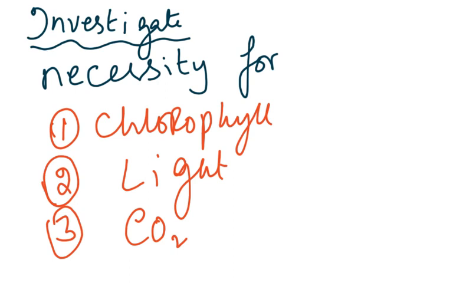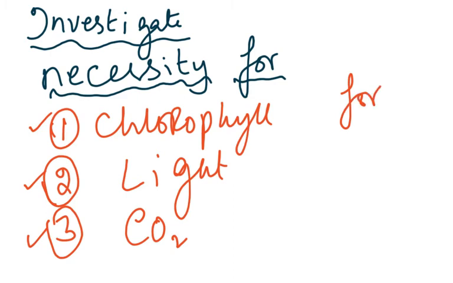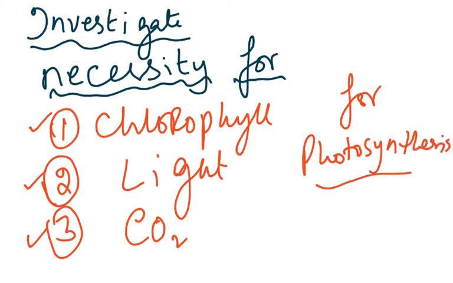Now, the practicals that we have in this chapter are the most complex and the most difficult ones. It says investigate the necessity for. Necessity means that it's absolutely essential that we need number one, chlorophyll, number two, light, and number three, carbon dioxide for the process of photosynthesis. Now, if I say necessity, it means that it is absolutely essential. Without any of these three, photosynthesis cannot take place.